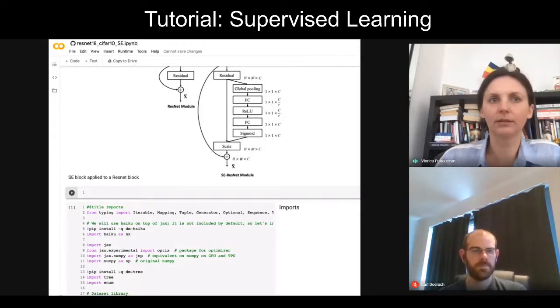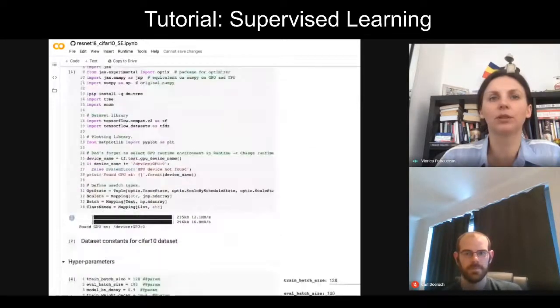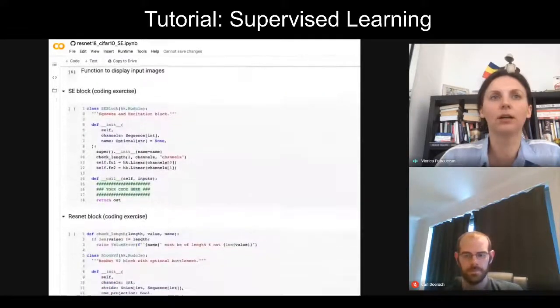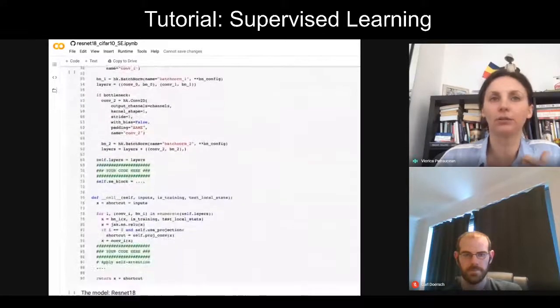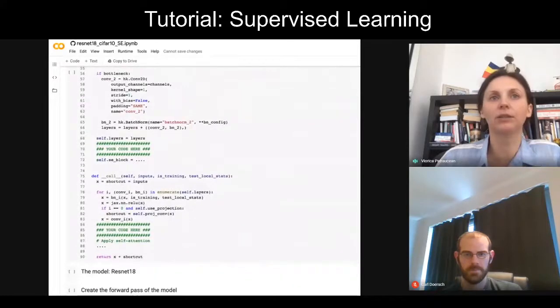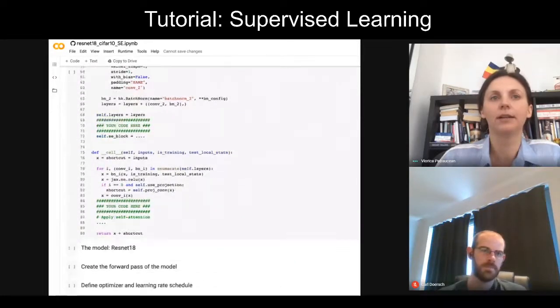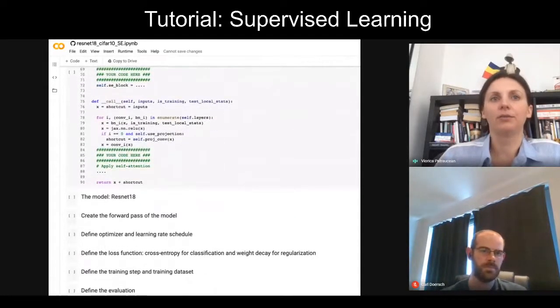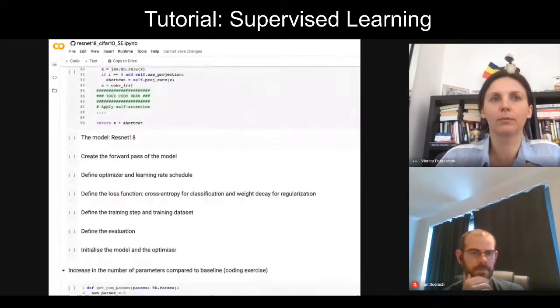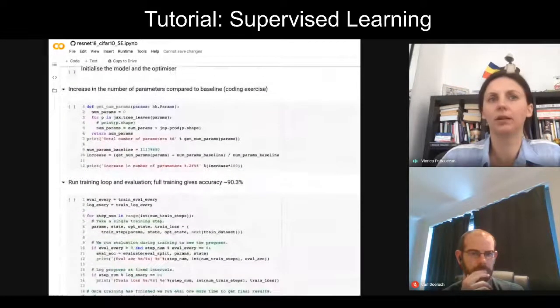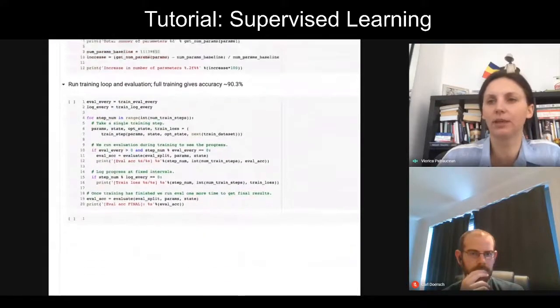So I guess as an exercise, once you implement the block, we would just have to add it into our previous ResNet block that we implemented. So we just define it here, and then we have to add it in the ResNet block before the addition. And the rest would stay the same.